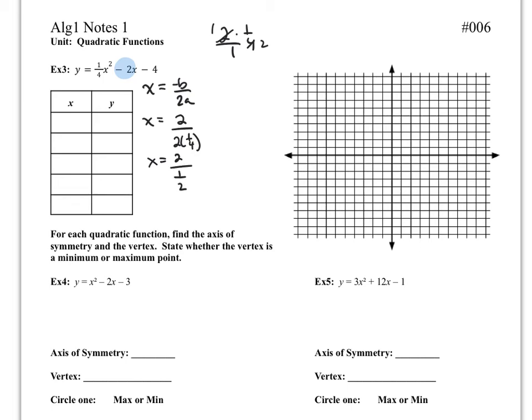So I'm dividing 2 by 1/2. And so then again, I can say 2 divided by 1/2 is multiplied by the reciprocal, 2 times 2. My axis of symmetry is 4. So if I bring that over to this graph, here's going to be my axis of symmetry.